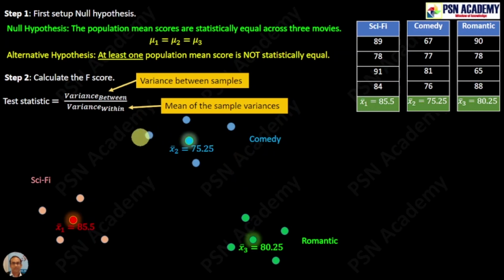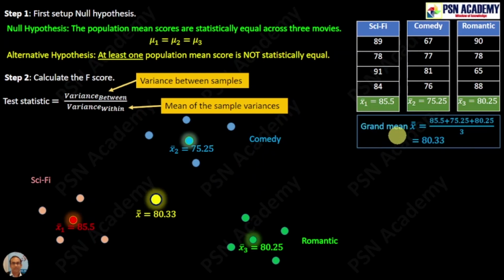Now we have to go for the variance between, the numerator. For that numerator, we need the grand mean. So here we go with the grand mean. How will you find the grand mean? The grand mean's notation is x bar bar, the double bar. It's very simple. You add the three means of these three samples, that is x1 bar plus x2 bar plus x3 bar, and you divide by 3. And you get 80.33. So here is your grand mean, right? You can also add these 12 data points and divide that sum by 12.